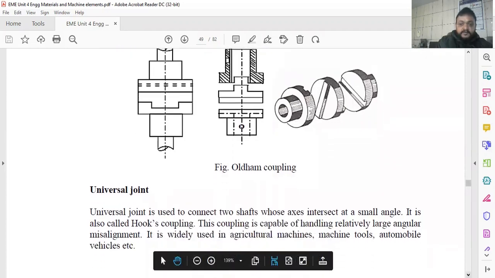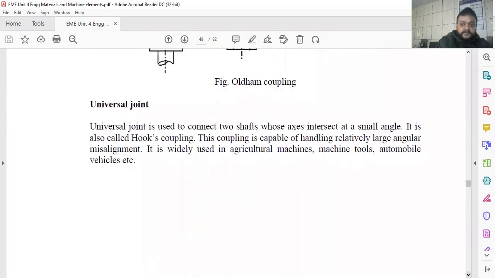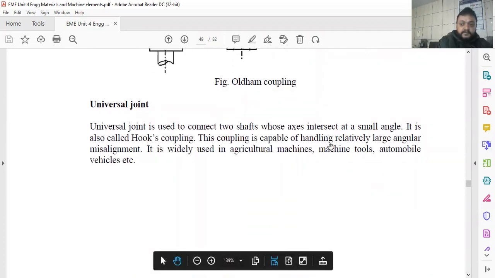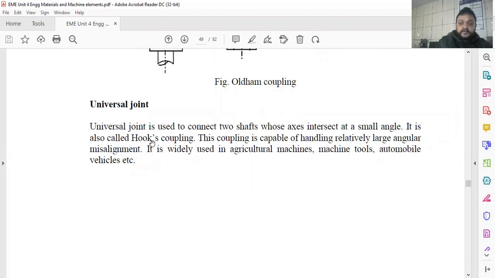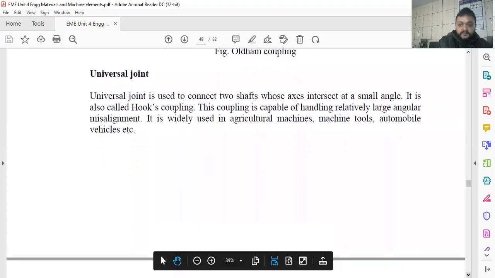And the universal joint is also called the Hooke's joint. This type of coupling is capable of handling relatively large angular misalignment. If angular misalignment is large, as in agricultural machines, some complicated machine tools, or automobile vehicles, we normally use the Hooke's joint. So we can call it the universal joint.